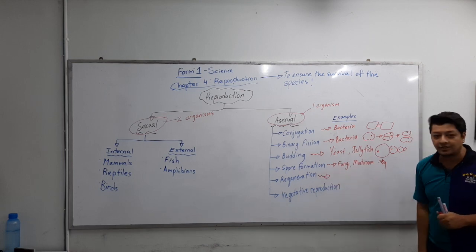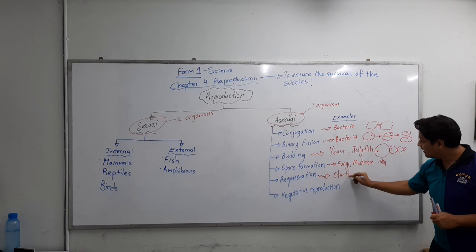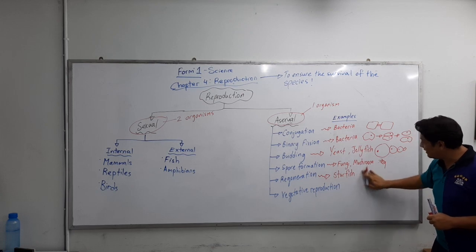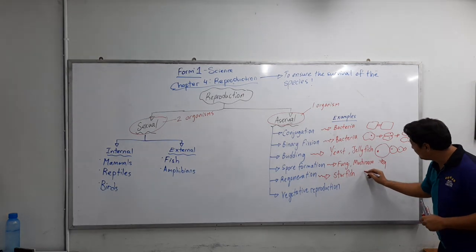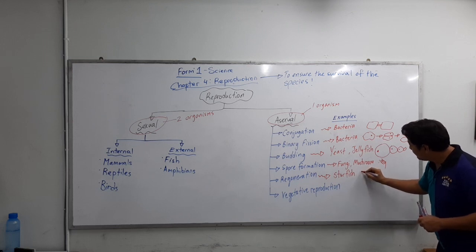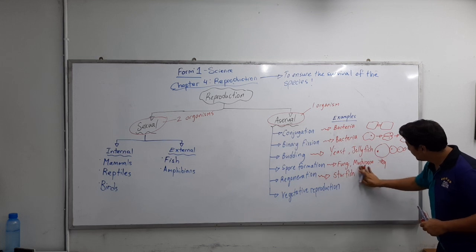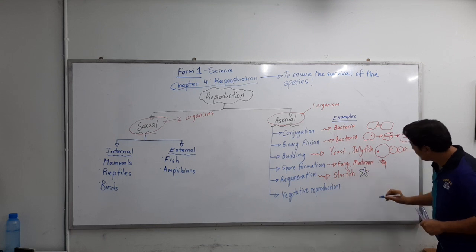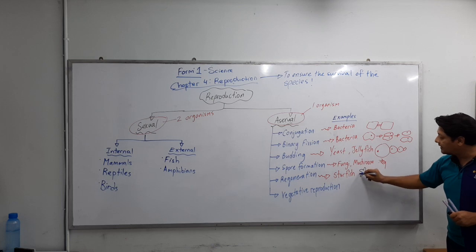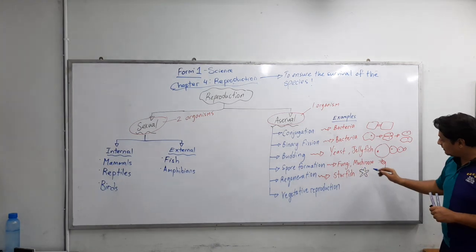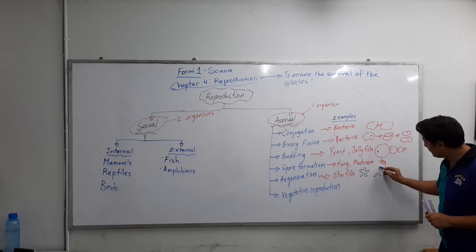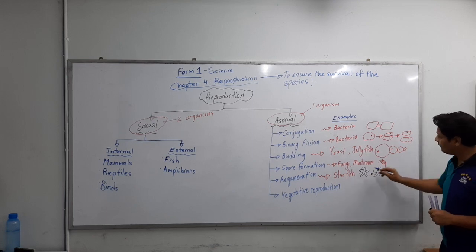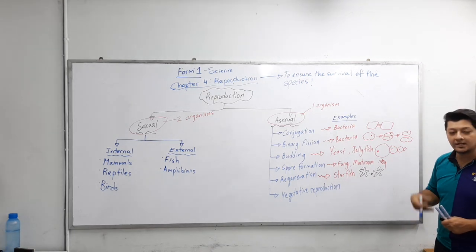Second last one is regeneration, and the most common one is starfish. You will have a starfish not like that, instead it's more like SpongeBob and his friend. So you have a starfish. Let's say you were to cut off one part of it. That part can be grown back, and the part that you cut off can become a new organism, another starfish.